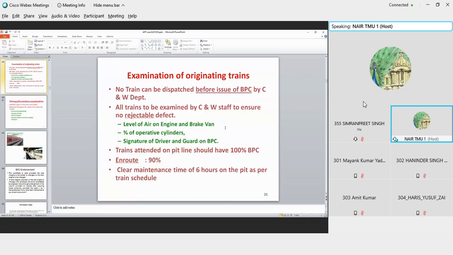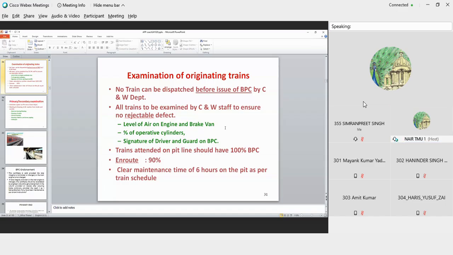Now this is a very important document which is called brake power certificate. No train can be dispatched before this document is issued to the driver. Now, when you are foot plating also, you should ensure that the driver is having a valid BPC. What does this BPC indicate? This BPC is primarily indicating the level of brake power which is available in the train formation.